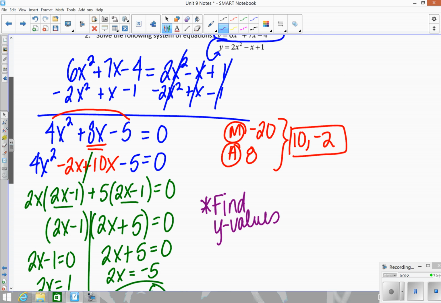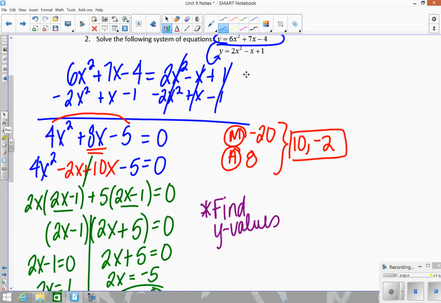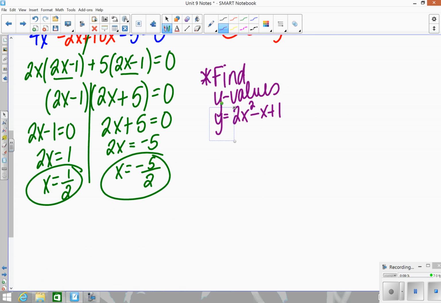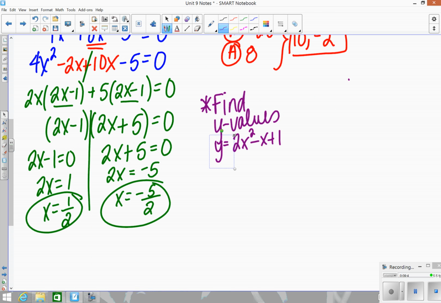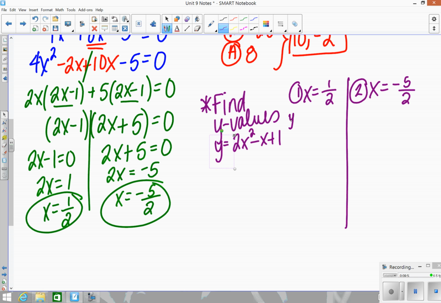And we're going to use either one of our equations. I'm going to use the second equation just because the numbers are smaller. To me, it's a little bit easier to do the calculations, but it doesn't really matter. So you have to figure out the y values. I have when x equals 1/2, I'm going to plug in, and when x equals negative 5/2. So we're going to plug into our equation: 2 times (1/2) squared minus 1/2 plus 1. And when you simplify that, you'll get 1.